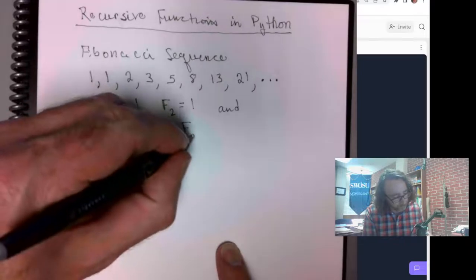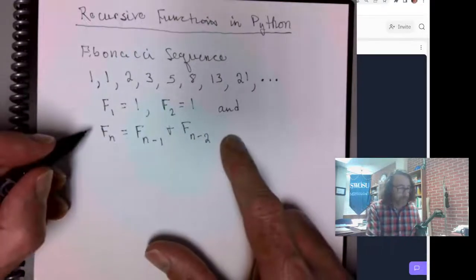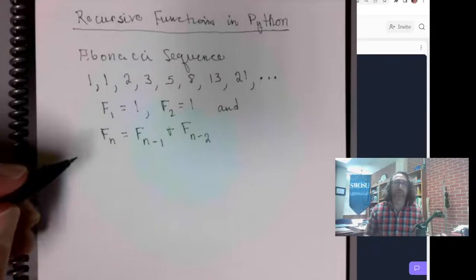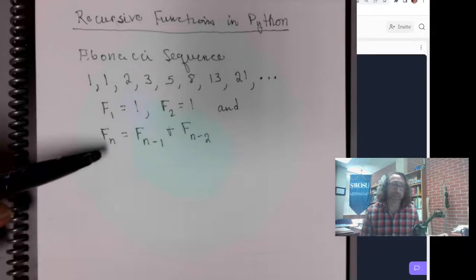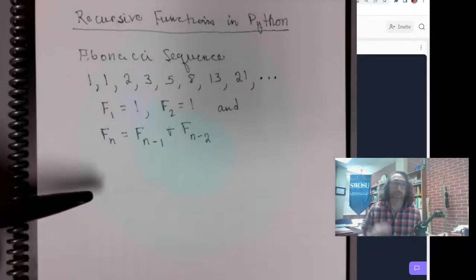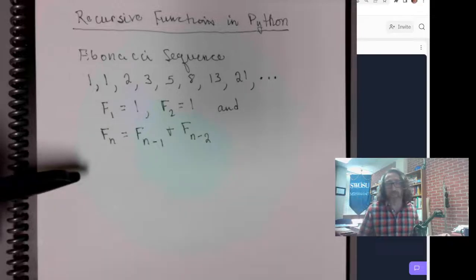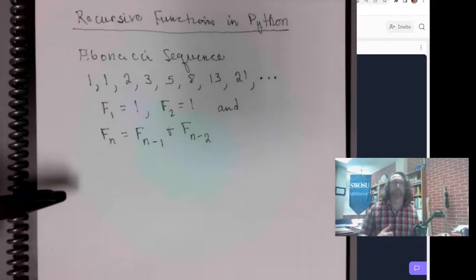So that is our recursive definition of the Fibonacci sequence. And when I say recursive, I just mean that the subsequent outputs depend on previous outputs from this process.